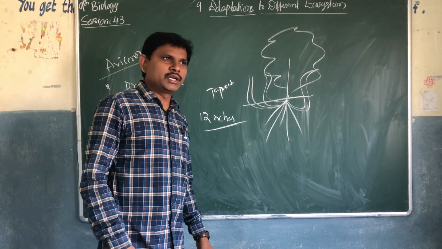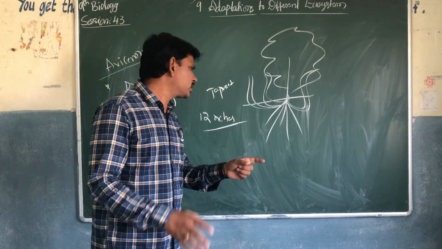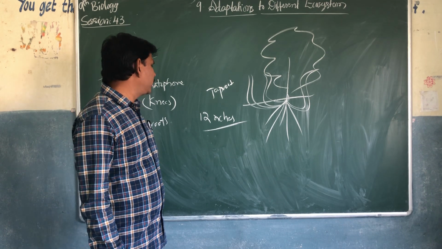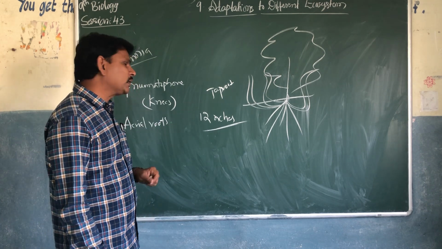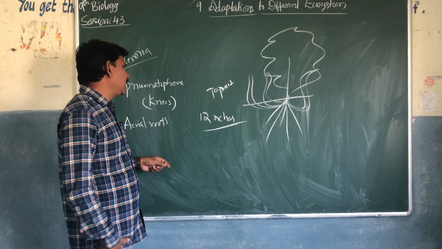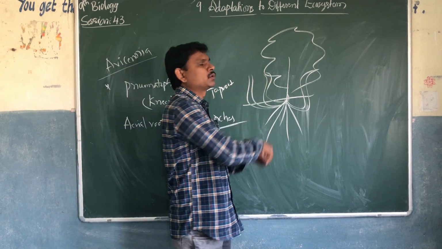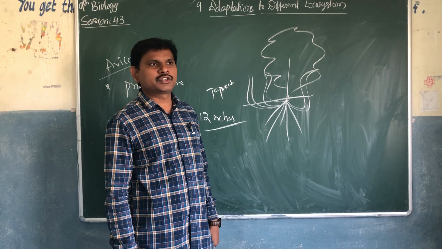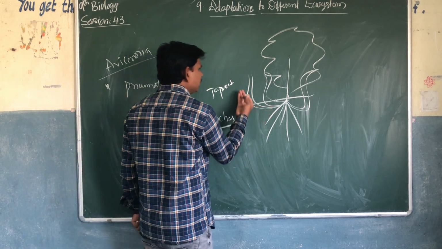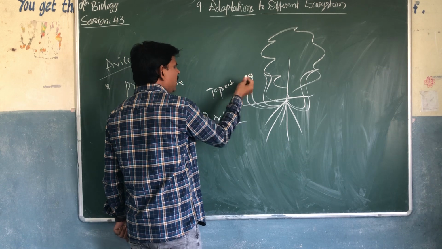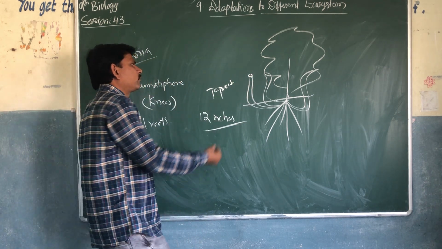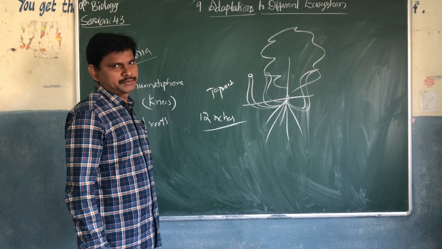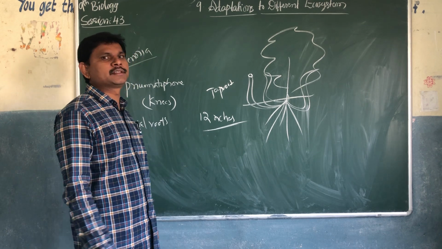Scientists don't know exactly what the function of these aerial roots is, but they have an idea about them. These aerial roots help with the respiration of the roots. They don't know the exact function, but these aerial roots grow in the atmosphere and have small pores, small holes. Through these small holes, they absorb oxygen from the atmosphere, and respiration takes place in the roots.